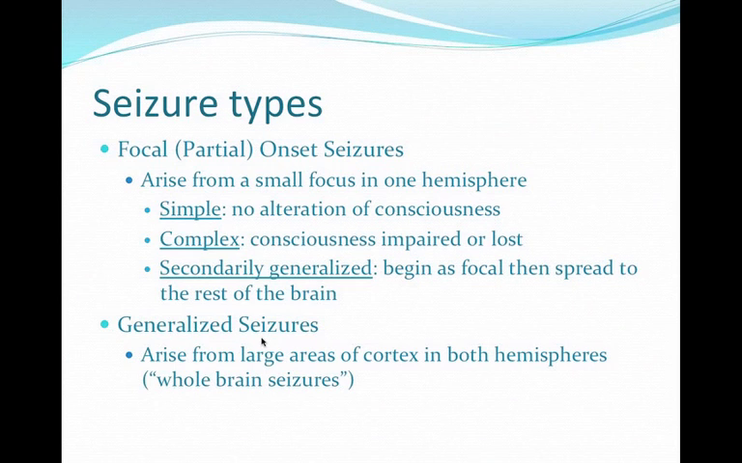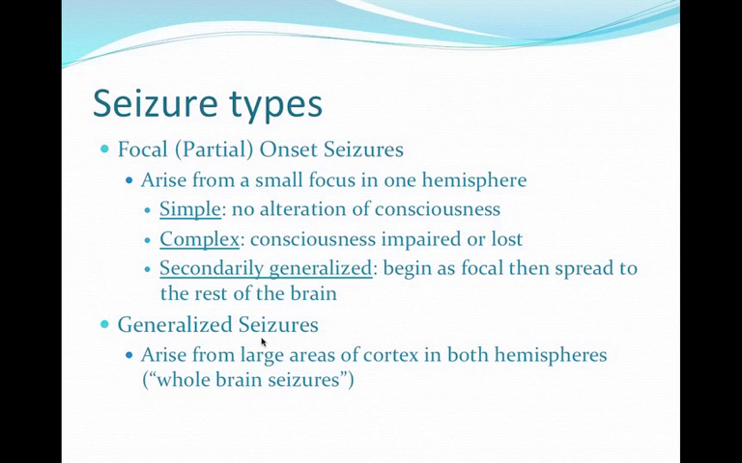Then there's the generalized seizures, which arise from the whole brain at once. There's a bunch of different types of generalized seizures, which I'll get into in a little bit. But focal is just coming from one part of the brain. Generalized is the whole brain seizing at once. So that's the best way to initially think about seizure types.